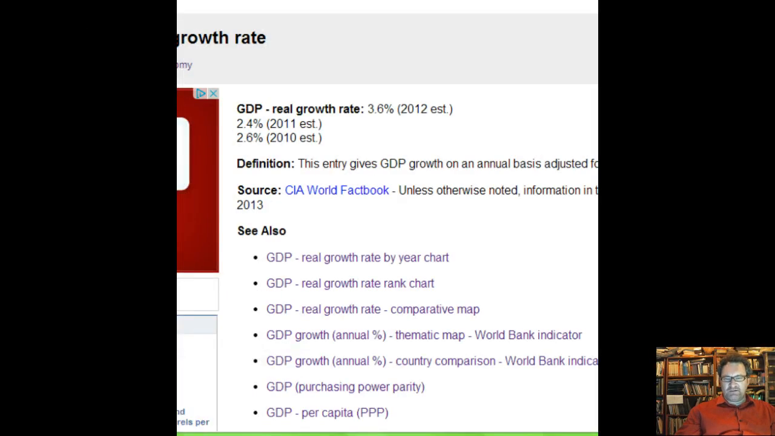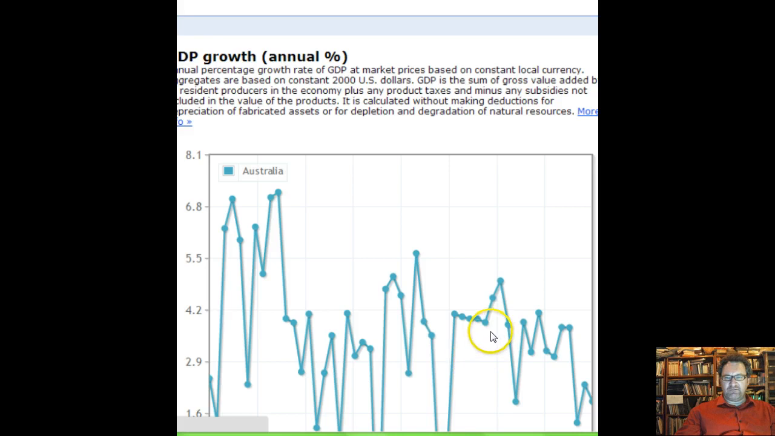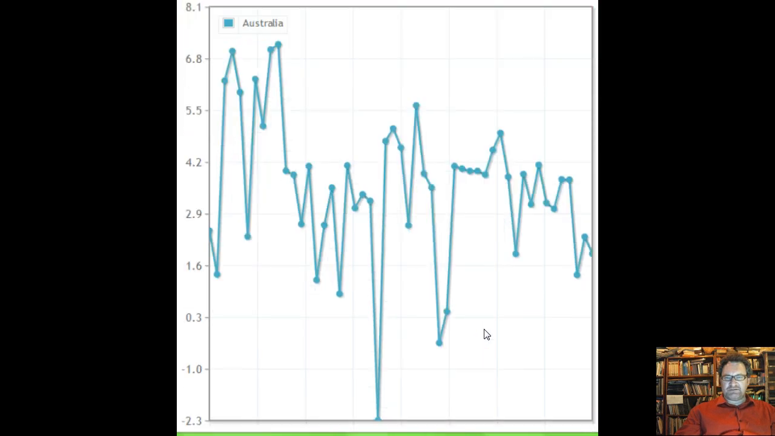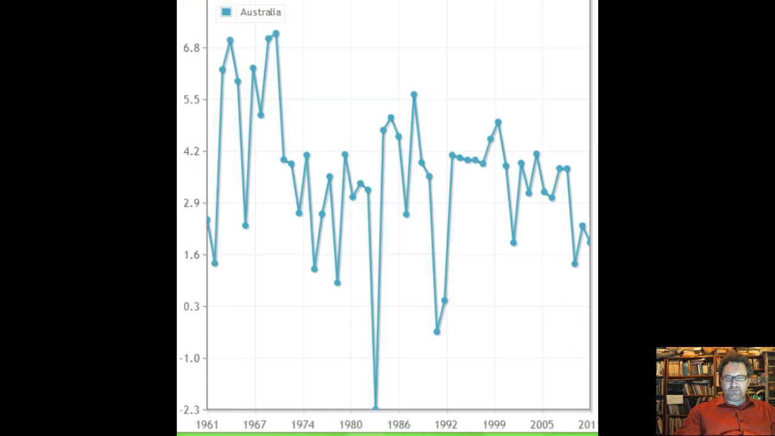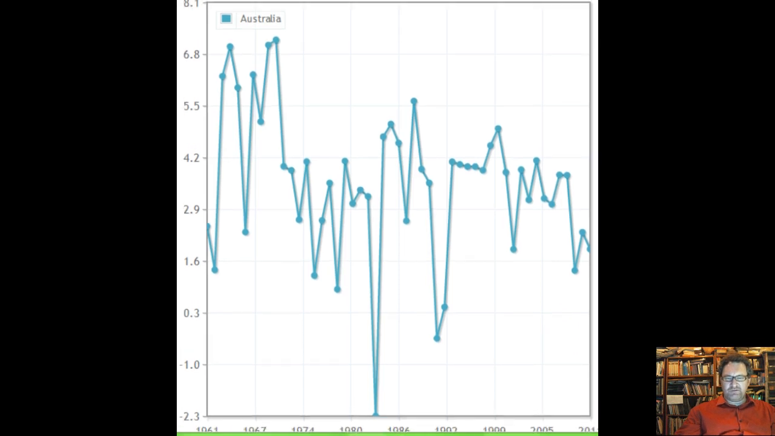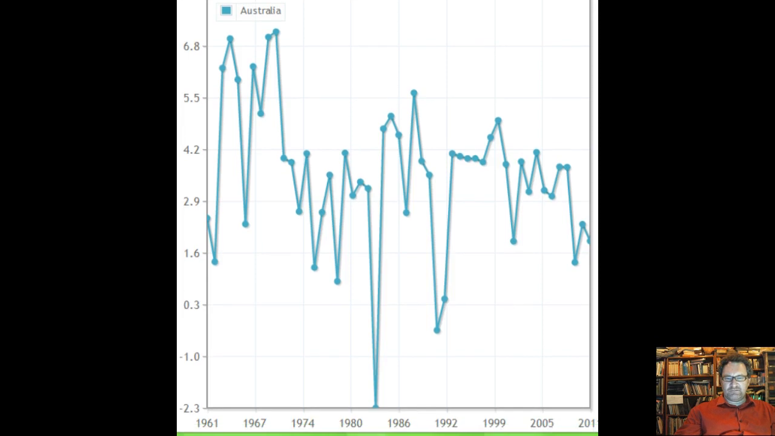Let's look at a country comparison, just for fun, to get an indicator of how Australia rates compared to other countries. So here's our economic growth rate. Let's see what period that is. That's from 1961 up to 2011. Now let's compare that. We want to compare it with another country. So what's another country we can compare Australia's growth rate to?